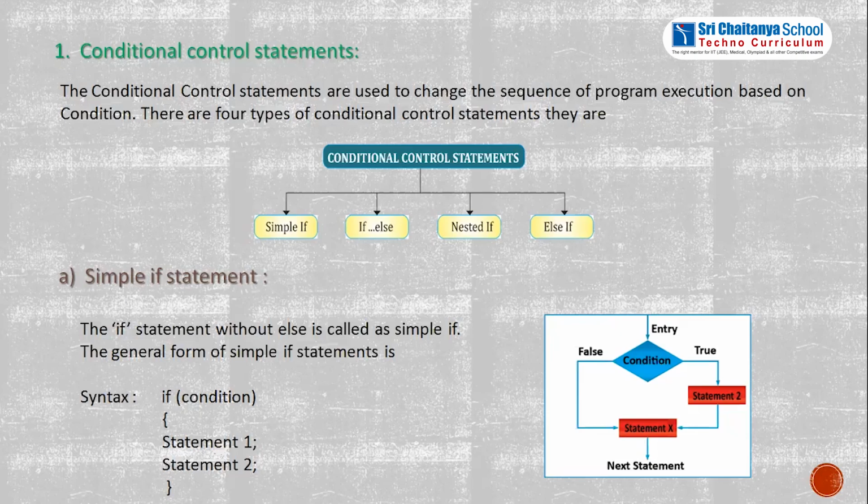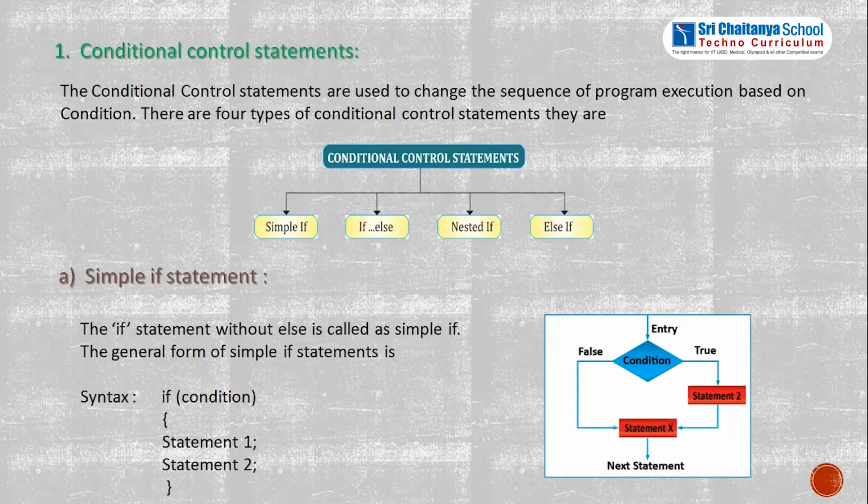As you have seen, the conditional control statements used in C language can be of 4 types. One is the simple if statement, then the if-else statement, then the nested if statement, and the else if statement. These are the four types of conditional control statements available in C language. You may wonder what the difference is and how I am going to choose the conditional control statement from the four types which are available.